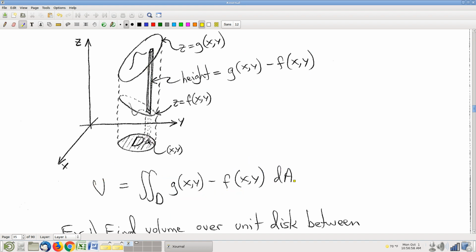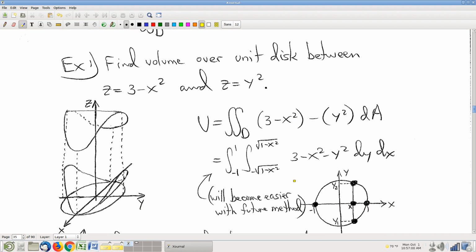Alrighty. Quick example. Suppose I wanted to find this volume over here. It's the volume sitting over the unit disk and between these two surfaces, and an immediate application. Notice we're looking at two graphs, two different functions. So we take the one minus the other, and double integral. Now, there's a couple little twists we have to worry about to find the volume. I have to make sure that the heights that I'm talking about are actually positive. How do I know the heights are positive?